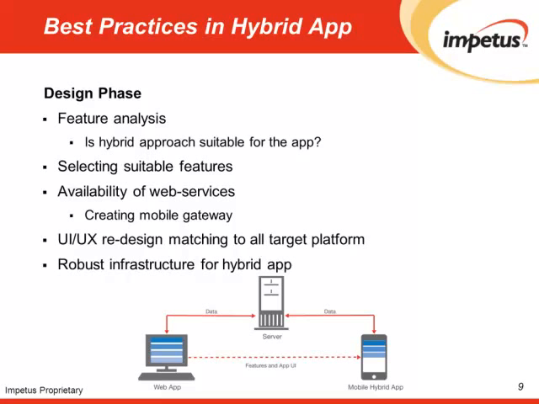Once the features are determined, we need to check if we have appropriate web services to retrieve the required information from the server. If not, we should suggest that you design them. A set of web services pertaining to the mobile target feature set should be created, which are often called the mobile gateway services.